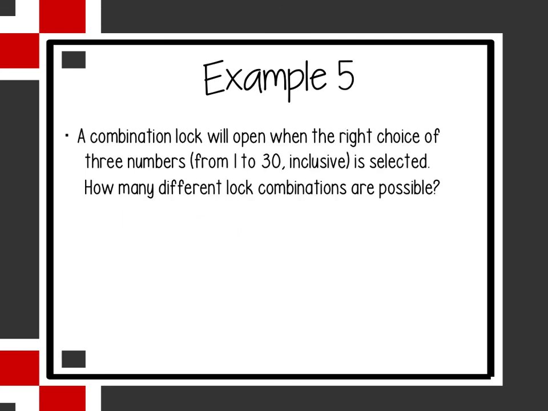A combination lock will open when the right choice of 3 numbers from 1 to 30 inclusive, which means include 1 and 30, is selected. How many different lock combinations are possible? So 3 numbers. The first number has how many choices? 30. The second number has how many choices? 30. The third number? 30. Good. So my answer, how many different ways? 30 times 30 times 30. Good.